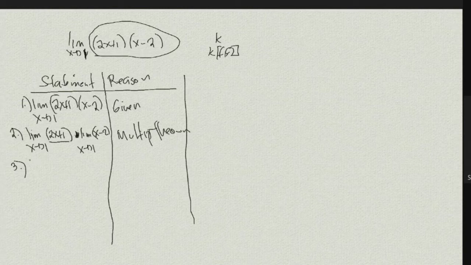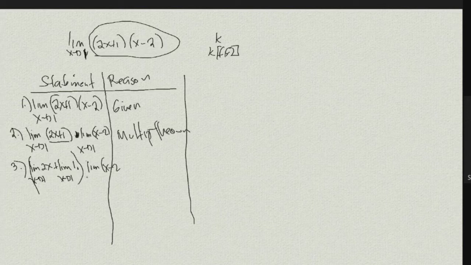So dito lang muna tayo kay limit of 2x, x approaches 1, plus limit of 1, x approaches 1, times yung buo na yan kay limit of x minus 2 as x approaches 1. Yan. So, ang ginamit natin diyan, addition theorem. Okay, very good. Next.